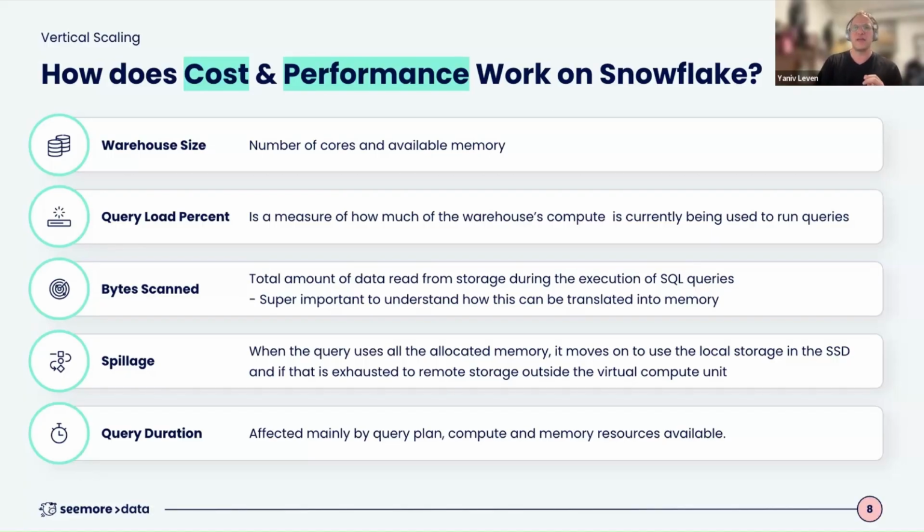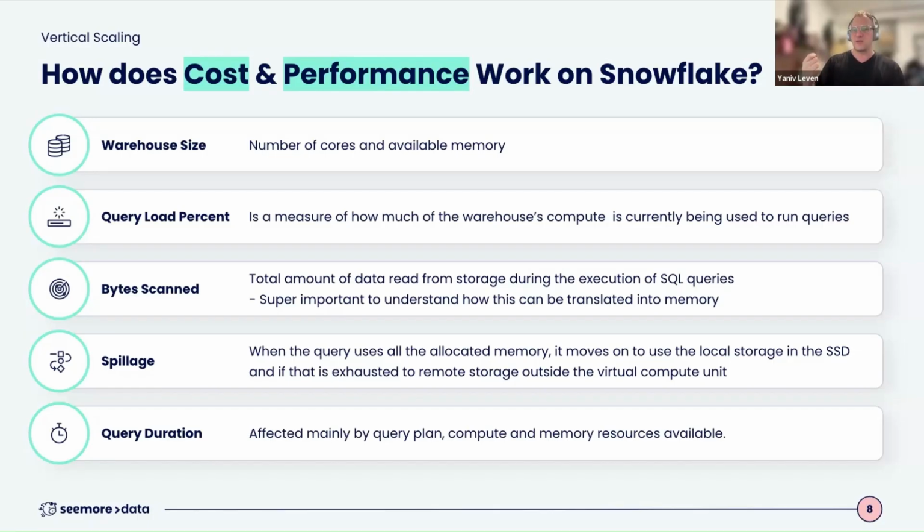Bytes scanned, I think, is the most important KPI, but also the most difficult to understand. Basically, what I want to do is somehow map bytes scanned into memory usage. It's super hard, almost impossible to do perfectly, but there are some things that we could do in order to understand generally how it's going to behave. And when I talk about query loads, I only need the general environment. I don't need the specifics.